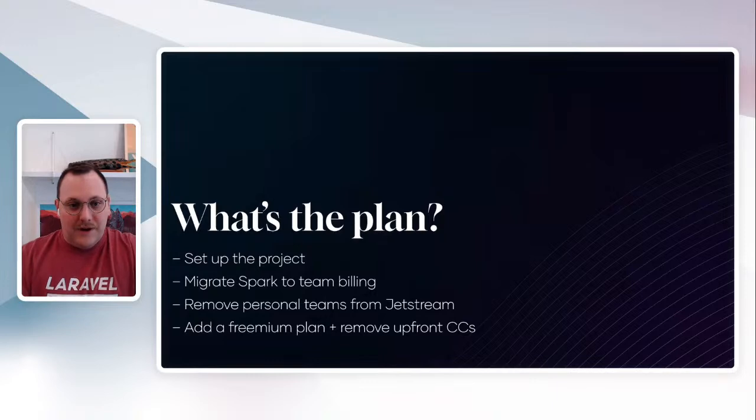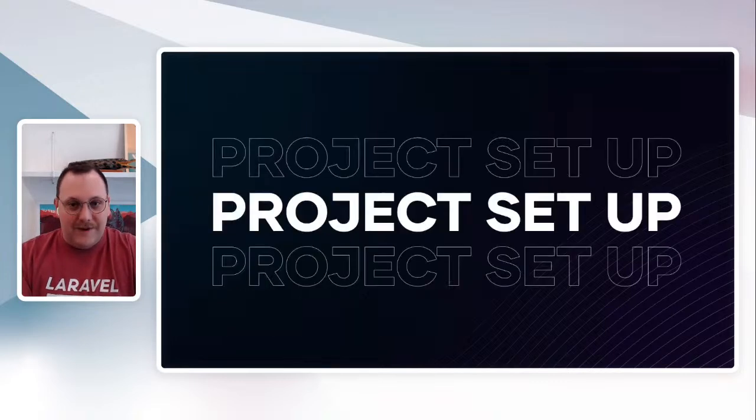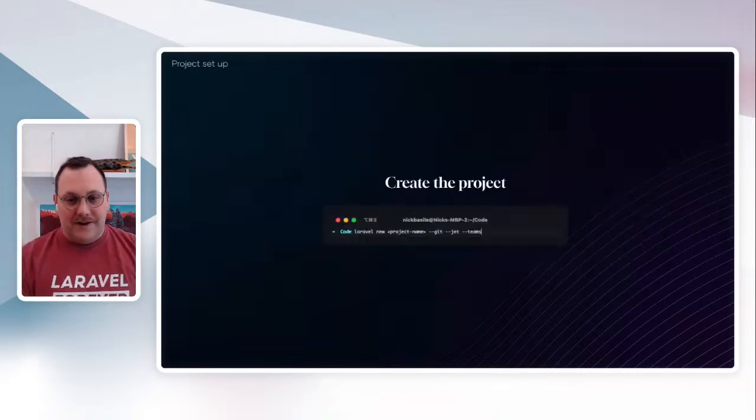Now, what's the plan? How are we going to approach this project? First, we're going to set it up. Then we're going to migrate Spark to team billing. Then we're going to remove personal plans from JetStream. And then lastly, we're going to add that freemium plan and remove upfront credit cards. So let's dive in. First step is project setup.